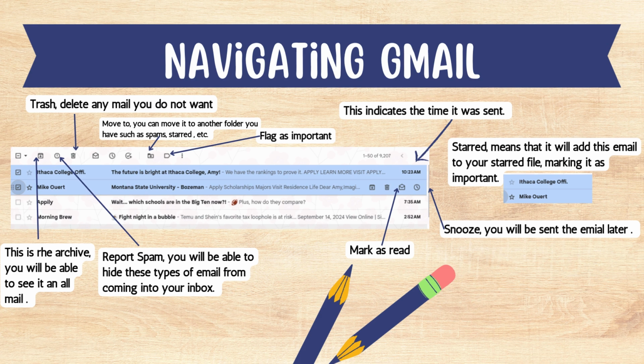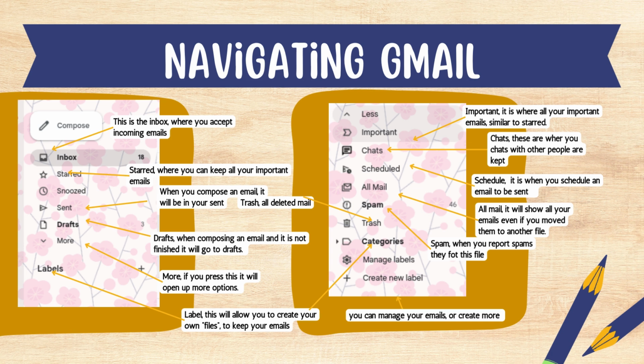That little envelope just marks it as read, and then the little button next to that is like a timer that's just kind of snooze it, and you'll be able to see it later. So how I said earlier, you can move an email to a different folder, such as starred. Starred basically is also making it important. You'll add it to a starred file, meaning that it is an important email.